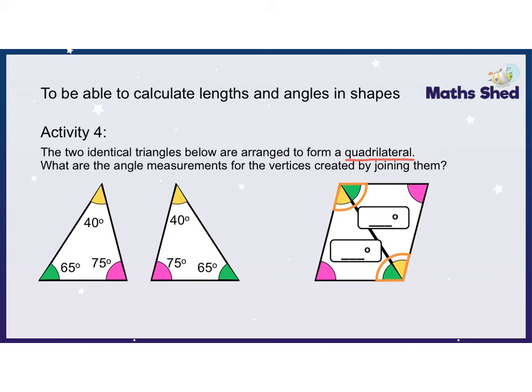What are the angle measurements for the vertices created by joining them? So they've given us all the information here already. You've got the different angle measurements here. So they've created this quadrilateral and we need to work it out. So this is a green plus the yellow. The green is worth 65 and the yellow is worth 40. So that whole angle is worth 105 degrees. If that's worth 105 degrees, I know that that's going to be worth 105 degrees. And the purple is worth 75 degrees.